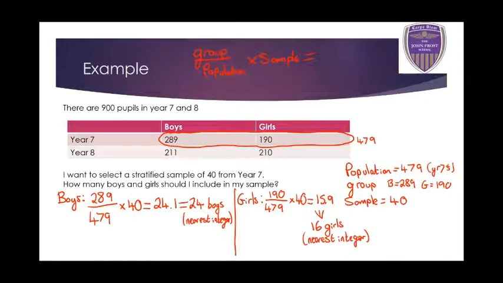So actually, if there's only 2 different groups in your population, once you've worked out the first one, it should be very easy to work out the second one, because the sample sizes of those groups should add up to the total sample size. Okay, but always use the whole formula just to double check you've got the right answer. Okay, let's look at one more example.